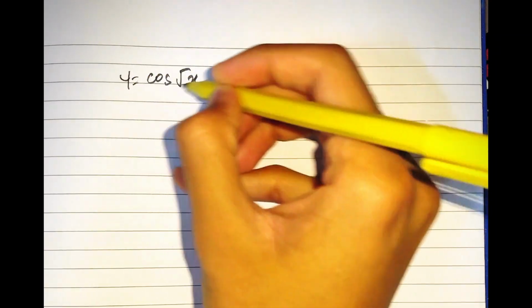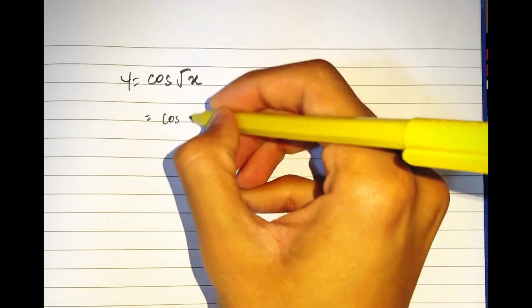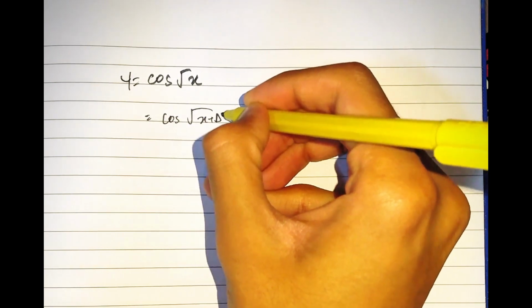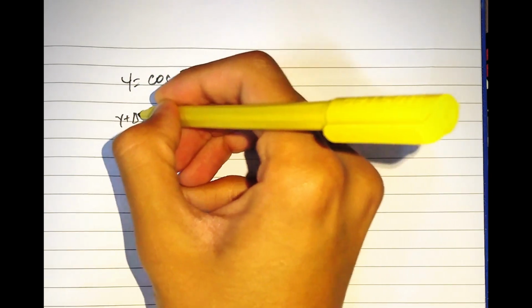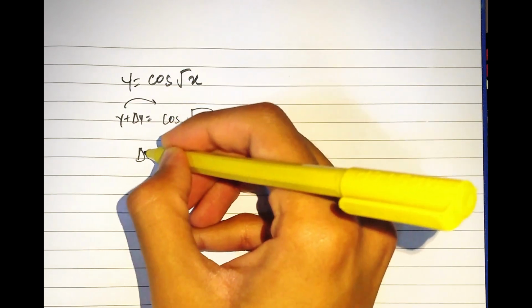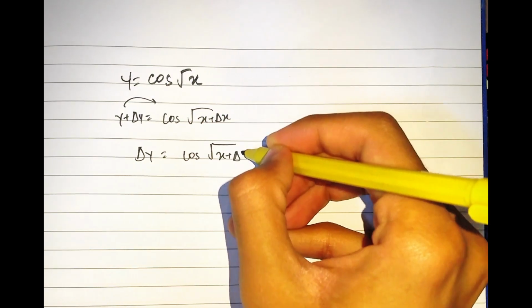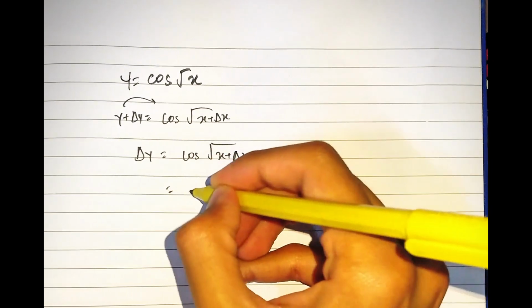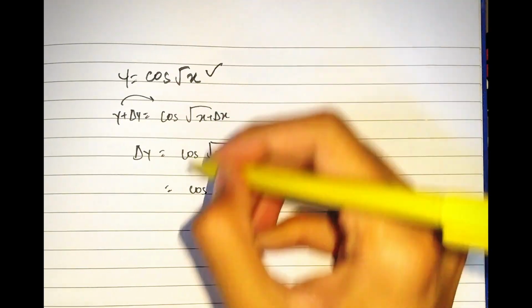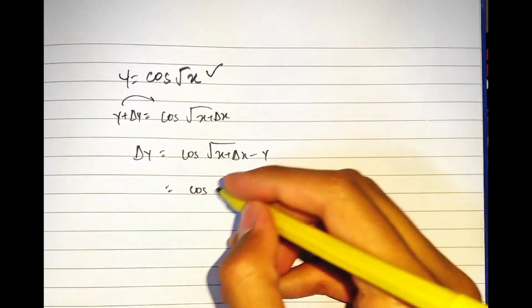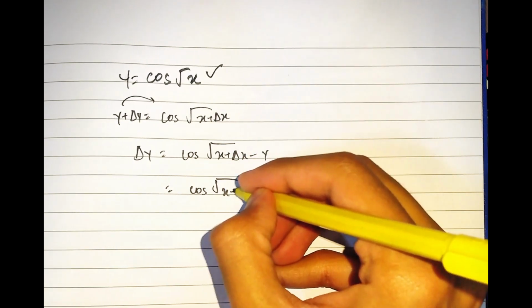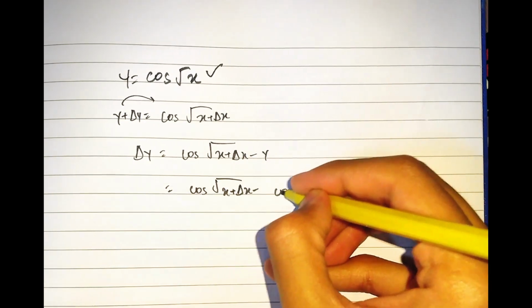So we have y over here, so this would be our y, and then we can just make the increment, so cos root x plus delta x, and over here y plus delta y. So y would move to the opposite side of the equation and it would become negative, so we will have cos root x plus delta x minus y. Now what is the value of y? We just know that y is actually equal to cos root x, so cos root x plus delta x minus cos root x.